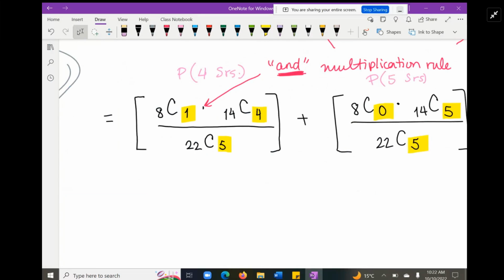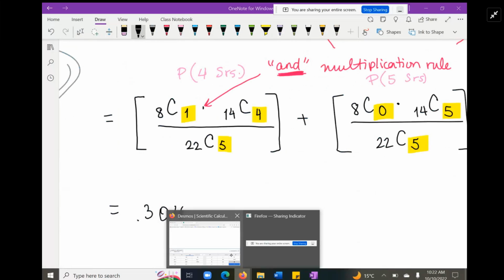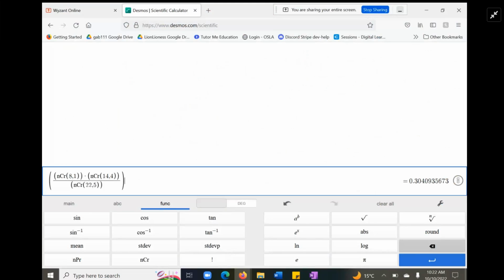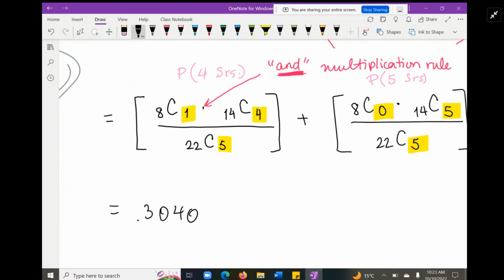We get this decimal, 0.3040935673. Let me just go out to that 5 there. Let's do that. So 0.0936. Okay, so I approximated a little bit.